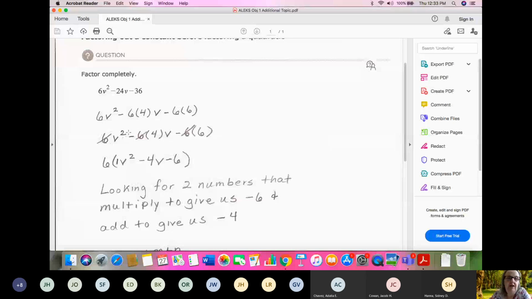I want to cross a 6 out from each term. And that 6 is still going to be somewhere. It's way out in front. We factored it out. Factoring is in some sense the reverse of distributing. And so we factored it out. And what's left? v squared minus 4v minus 6.